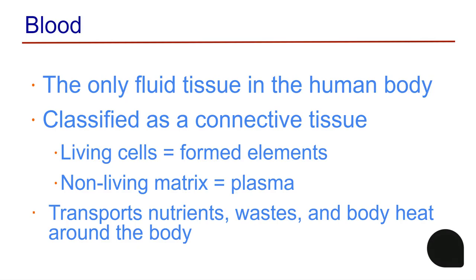So, first off, blood is the only fluid tissue in the body, which makes it unique, and it is technically a connective tissue. It is made of both living and non living components. We call the living cells, just in general, formed elements. And the non living matrix or components of your blood is called the plasma. And the blood functions in transporting nutrients, waste, and body heat around the body.